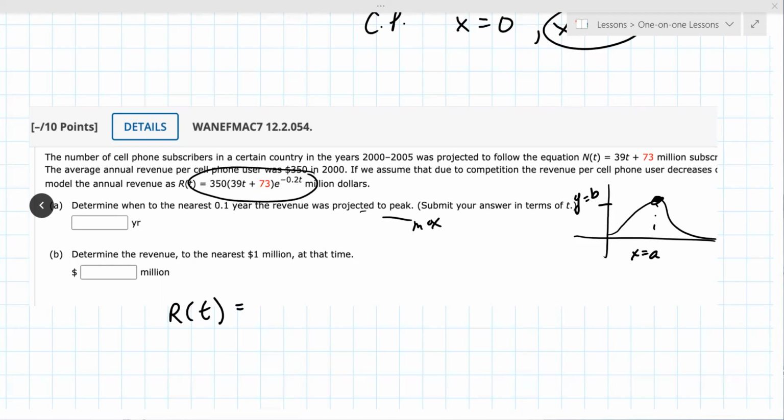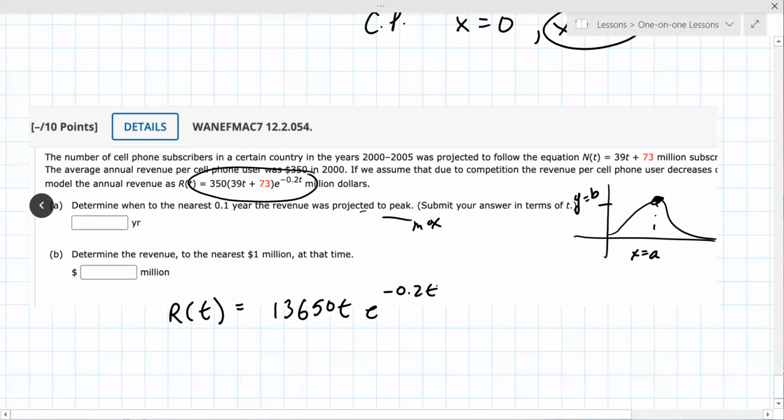So if I multiply this in, I get 13,650t, 350 times 39. But then you also need to multiply by this e to the minus 0.2t. And then if I multiply 350 times 73, that's 25,550 e to the minus 0.2t. Is that okay so far? Yeah.